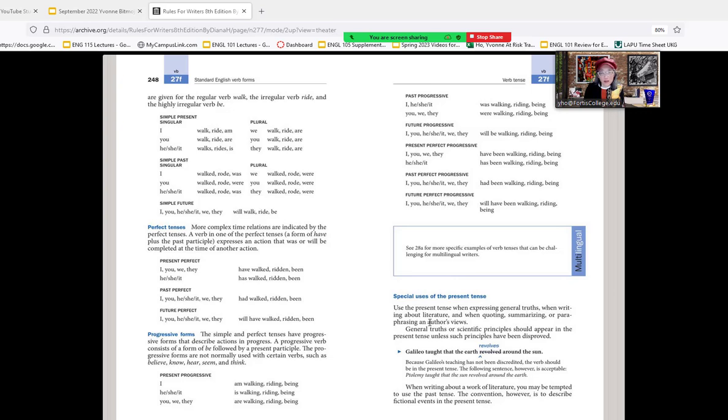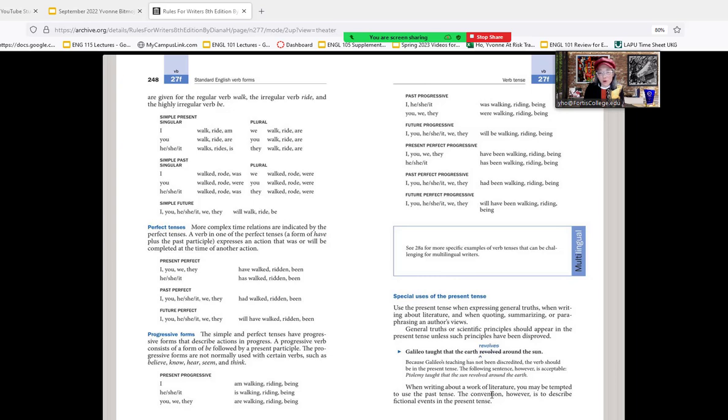When writing about literature, and when quoting, summarizing, or paraphrasing authors' views, general truths or scientific principles should appear in the present tense unless such principles have been disproved. Galileo taught that the earth revolves around the sun.